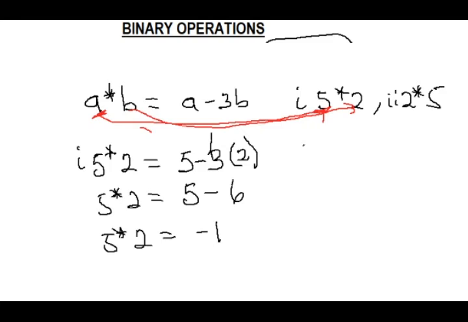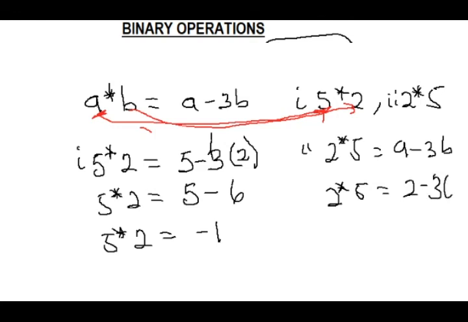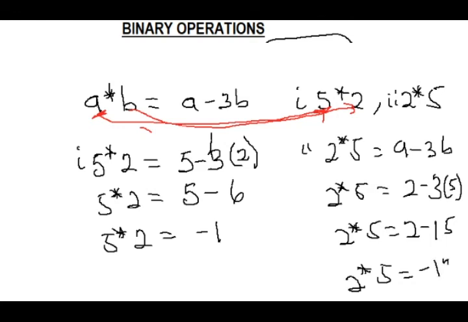Is it clear? Now the second one says 2 star 5, and we know that A star B is giving us A minus 3B. So let's substitute. This is for A and this is for B. The 2 is for A and the 5 is for B. So we're going to get 2 star 5 being equal to 2 minus 3 times 5. Then 2 star 5 is equal to 2 minus 15. So 2 star 5 will be equal to minus 13.